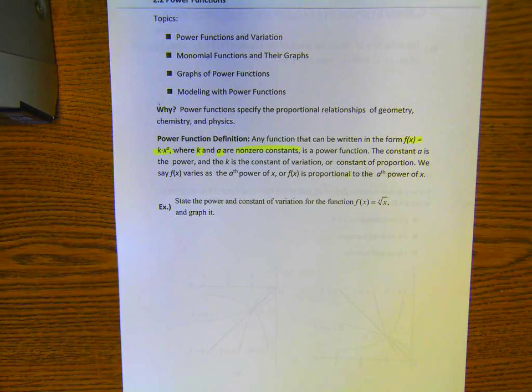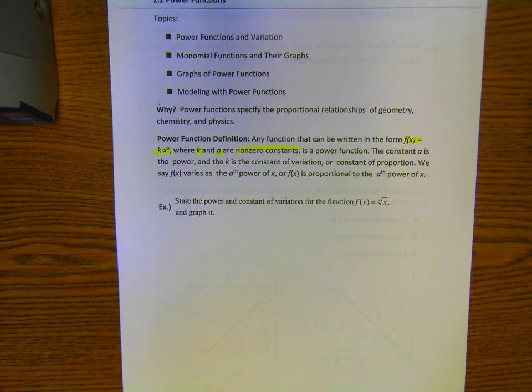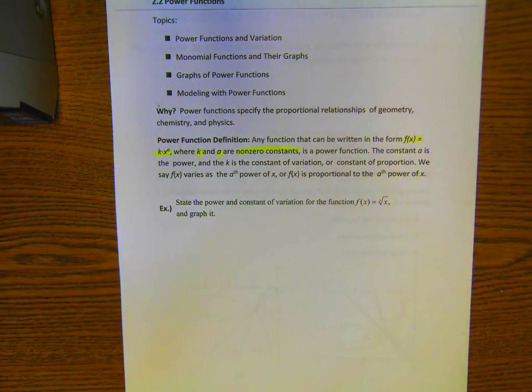Does it say anything about being integers? So a few days ago when we talked about the word polynomial, do you kind of remember that? We said to be a polynomial, there had to be integer powers. For it to be a power function, it does not have to be like that, okay? It can be any non-zero number. So you're going to see some fractions today as powers. Those are still considered power functions.